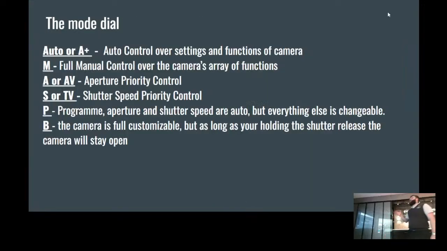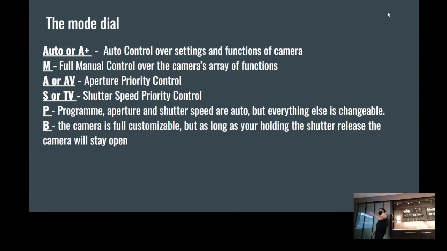What those important controls are going to look like are these. So auto or A+, it might be a green camera, it might say IA for intelligent auto, there's all sorts of different things that it can do, but that is auto control over the settings and functions. M is full manual control. A or AV is your aperture priority, which we'll talk more about next week. And S or TV is shutter priority, which again we'll talk a little bit more about next week.